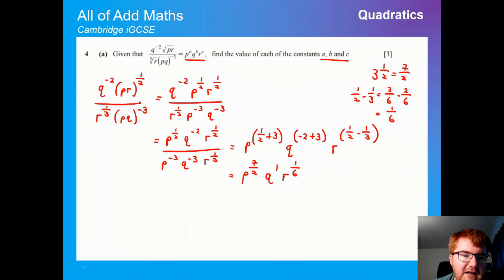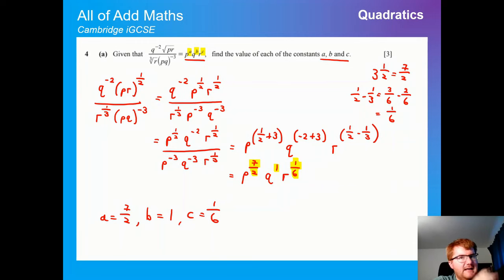Notice we've now got it in the form that they wanted, so let me just highlight that. We have our a, which is up here, we have our b, which is here, and we have our c, which is here. So just to make it very clear to the examiner, a is equal to 7/2, b is equal to 1, and c is equal to 1/6. So it's very clear exactly what the answers are.